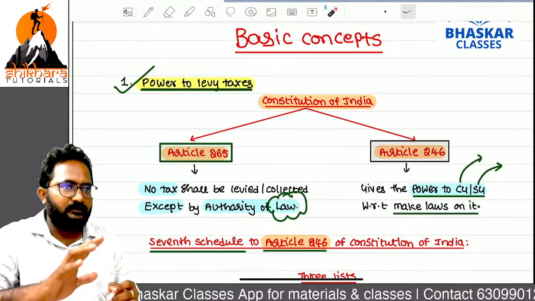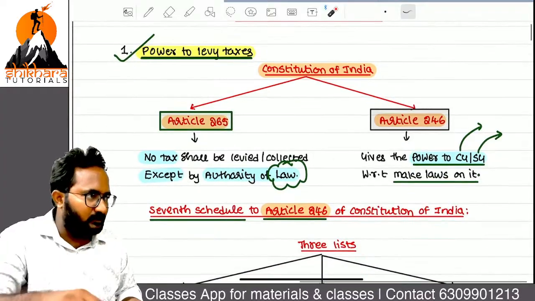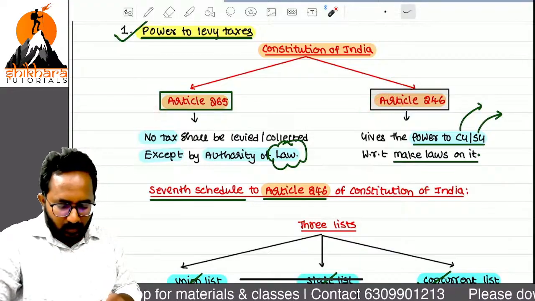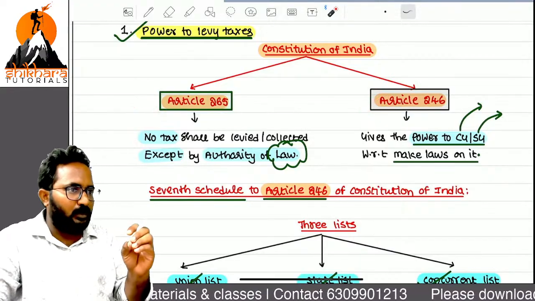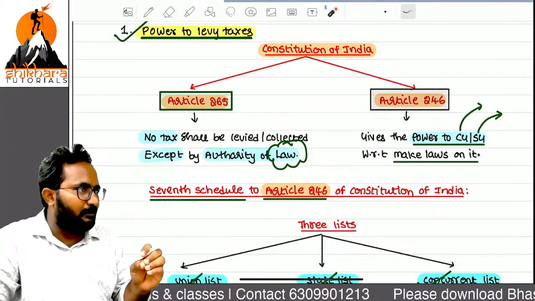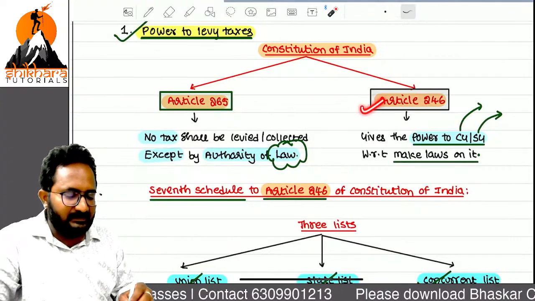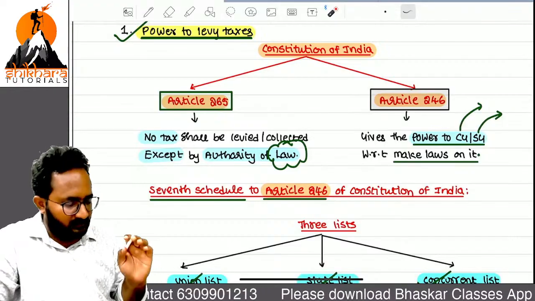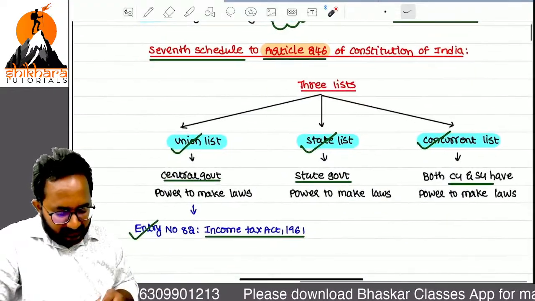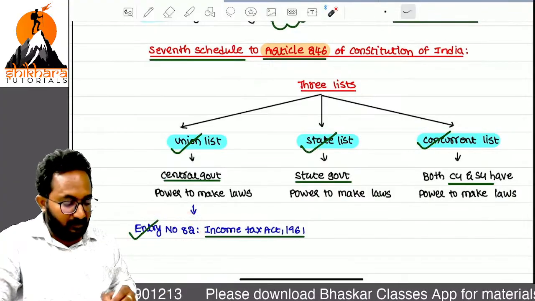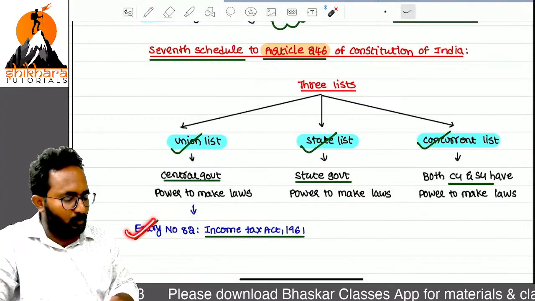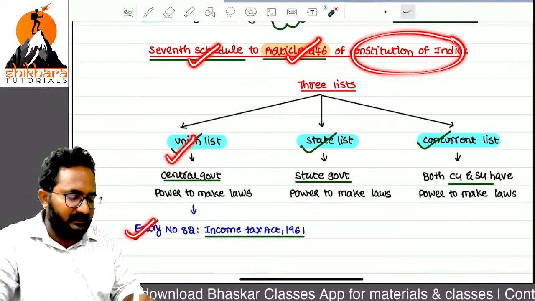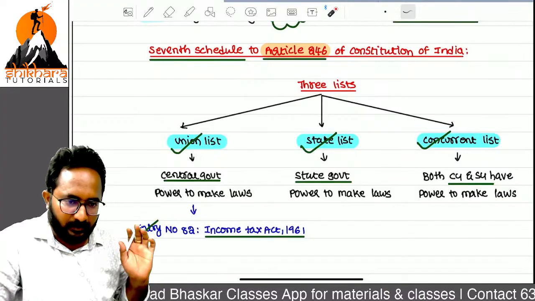For this, we refer to two article numbers from the Constitution of India. One is 265, another one is 246. Article 265 says that if you want to collect the tax, you have to get support from law. Article 246 says that the central government and state government have the power to make the laws. Next, can you tell me what is the entry number for the Income Tax Act 1961? Entry number 82 of the Union List of the 7th Schedule to Article 246 of the Constitution of India.